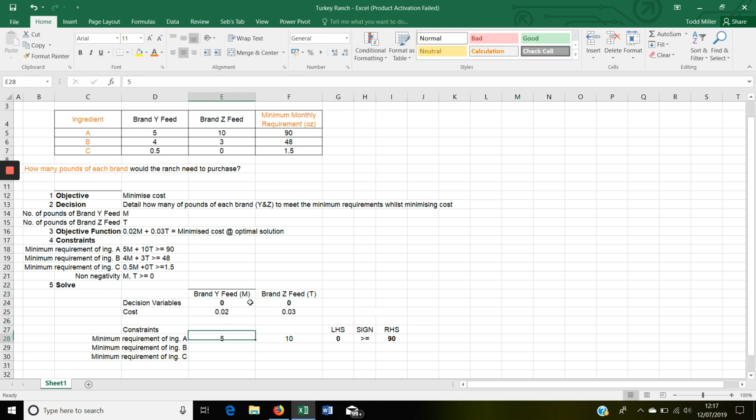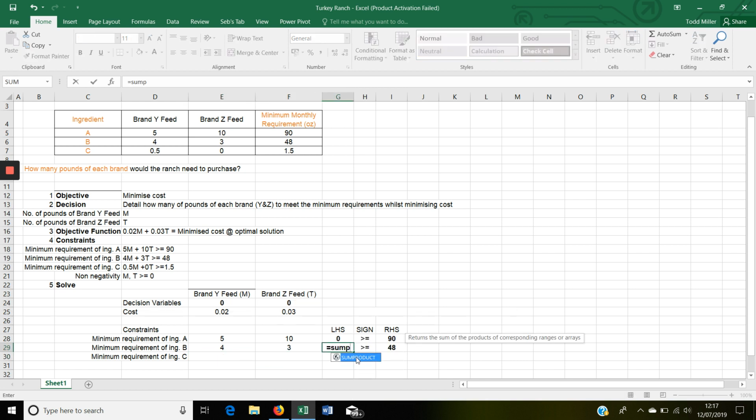That formula is working. In requirement B, we do the same thing. Put our sign, put our right-hand side. Now, you can use the function SUMPRODUCT, which returns the sum of products. Select both of these two, comma, select both of these two, enter. It does the same thing as we did in this cell, but it's quicker, more efficient and easier. And then same thing for C, we have 0.5, we have 0, create that equal to 1.5.